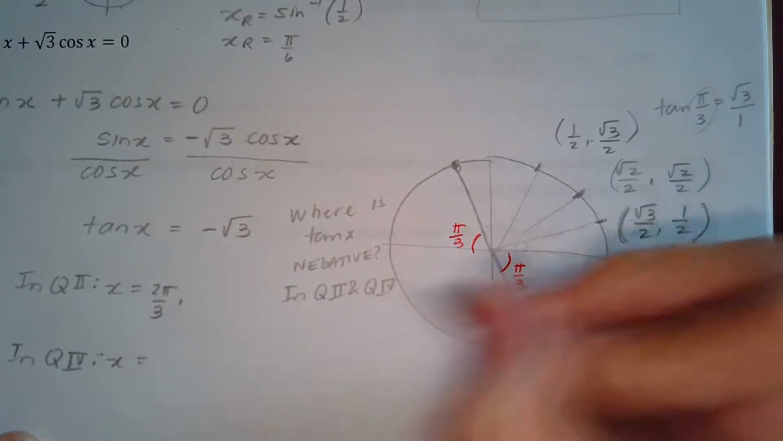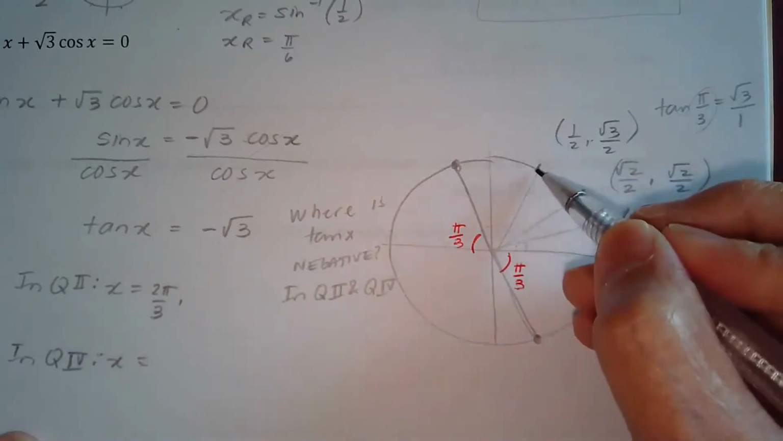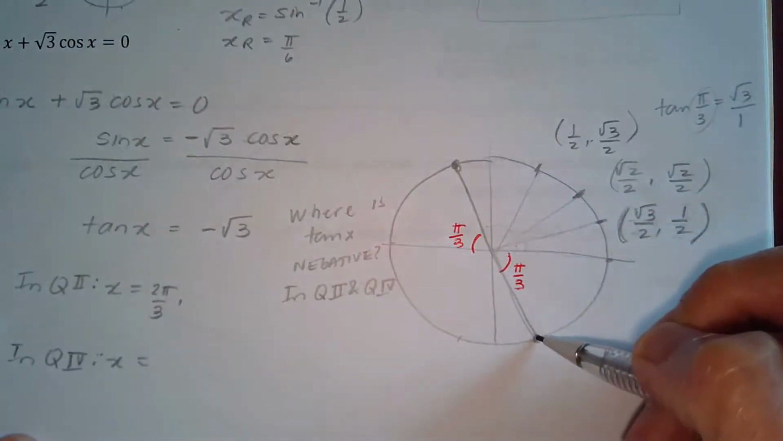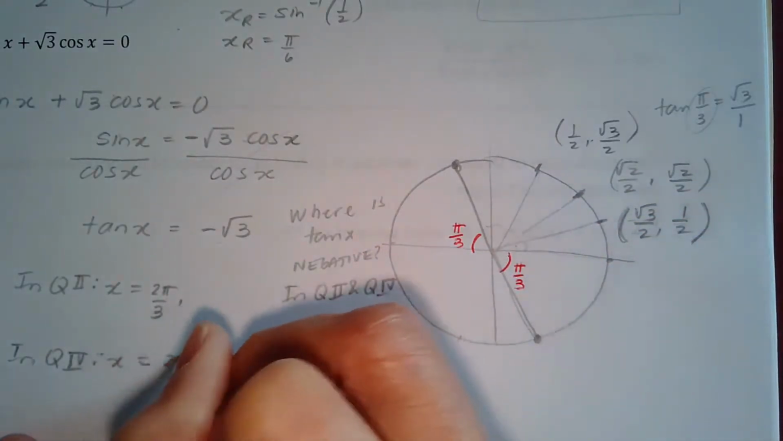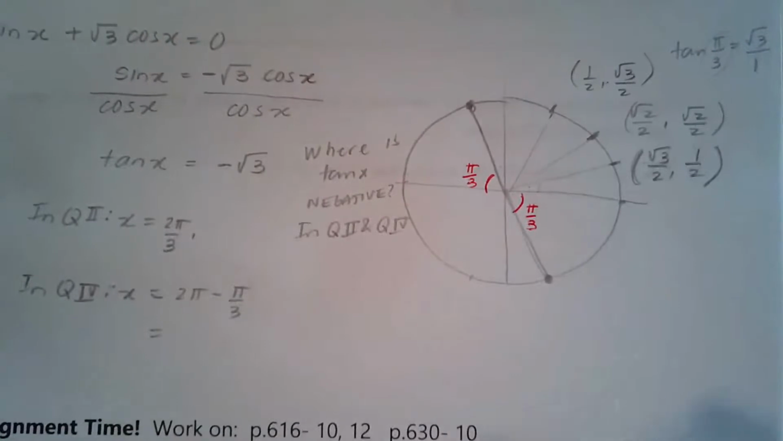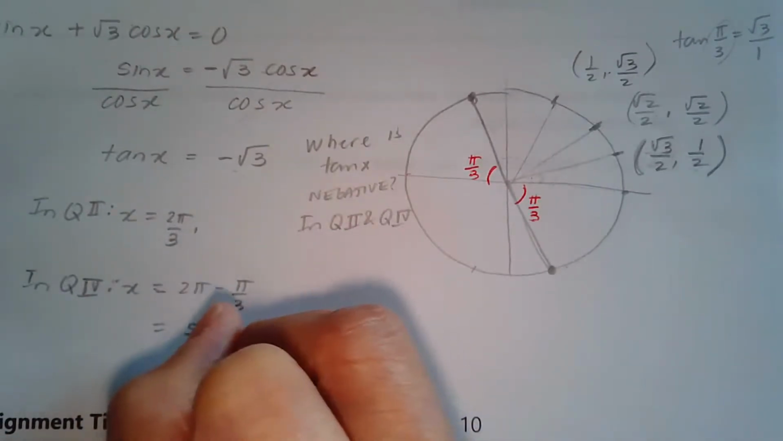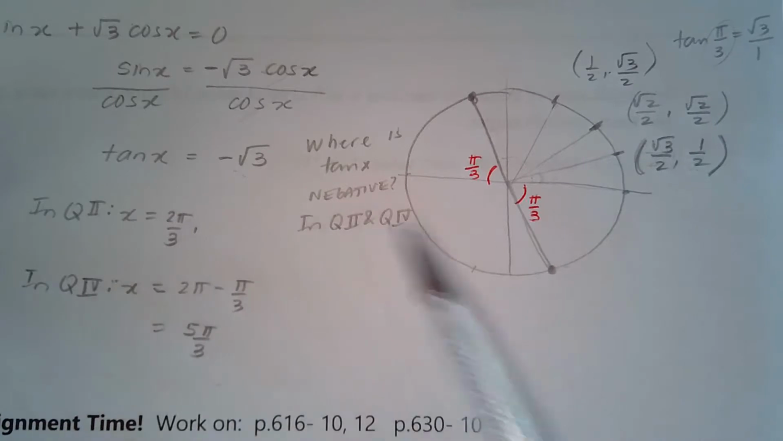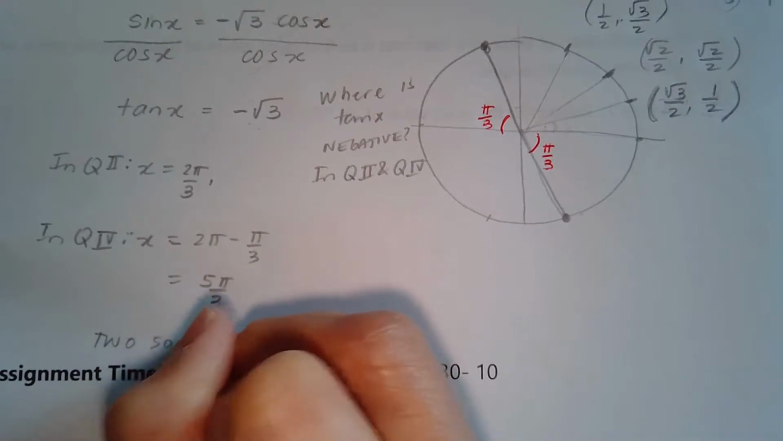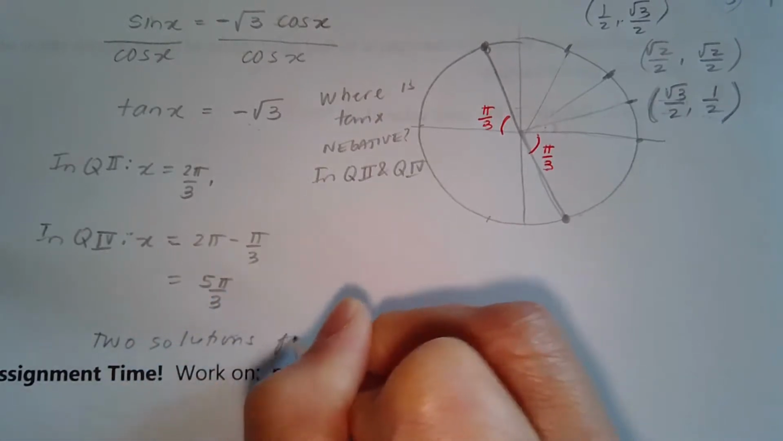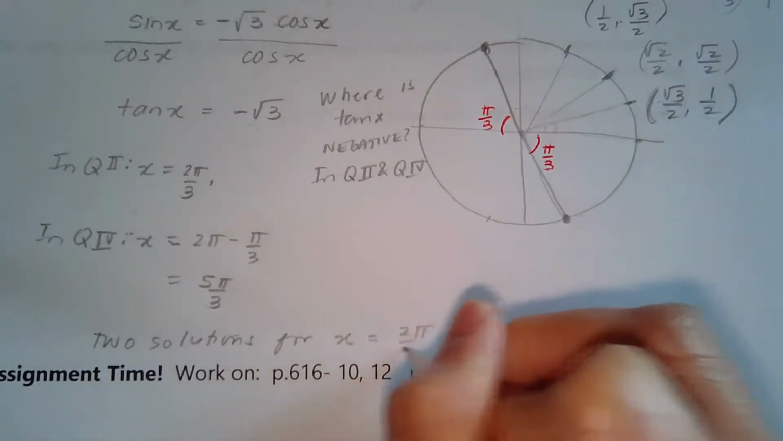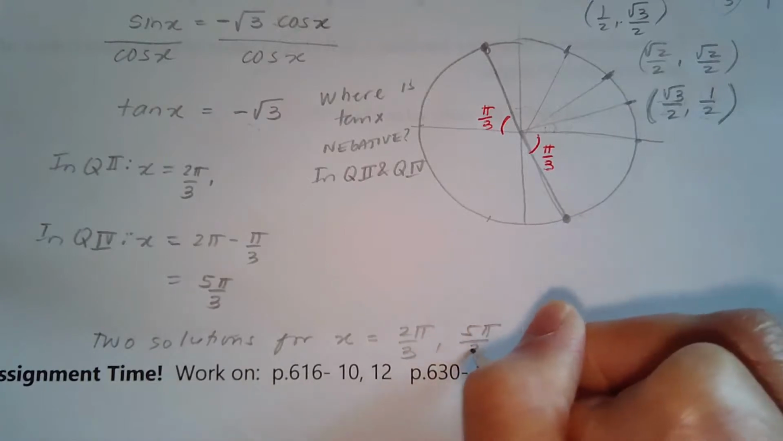So you can do the calculation there, or you can just count up. So this is pi by 3, 2 pi by 3, 3 pi by 3, 4 pi by 3, 5 pi by 3. Or you can do 2 pi minus pi by 3, which is 5 pi by 3. So we got two solutions there for x. So x is equal to 2 pi by 3 and 5 pi by 3.